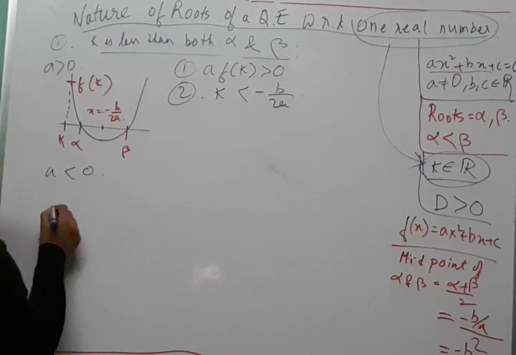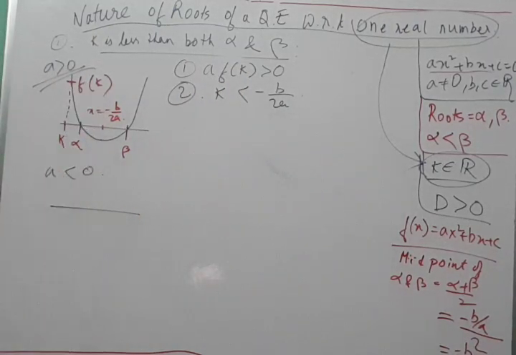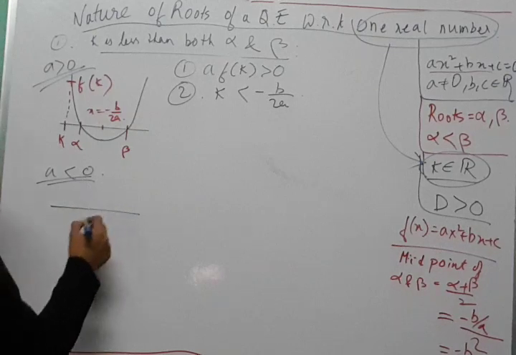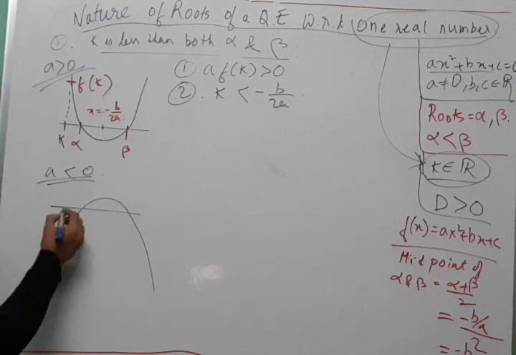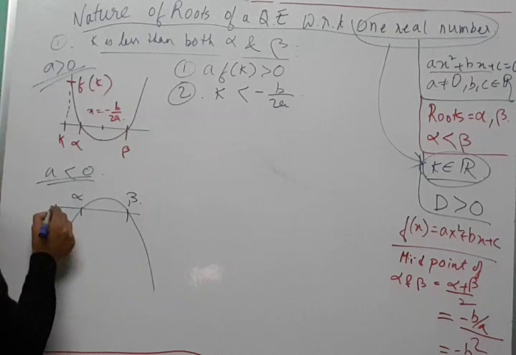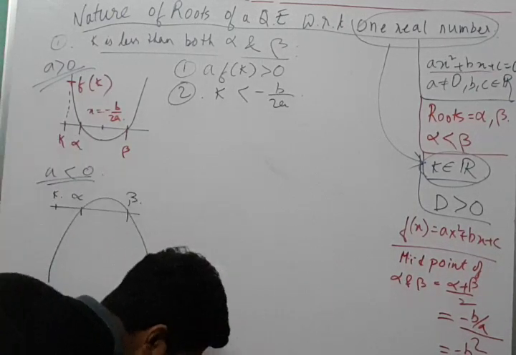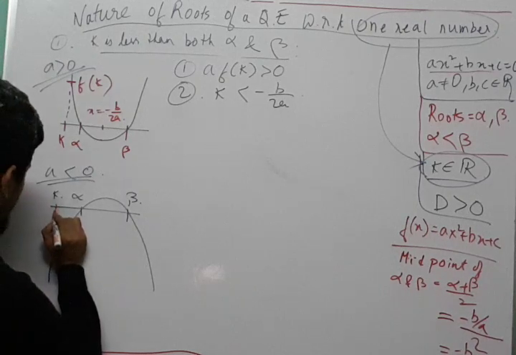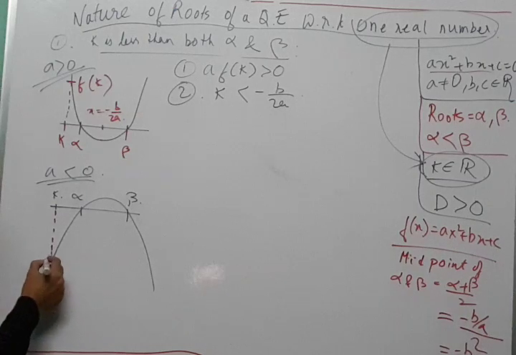If a is less than 0, and we are still considering that k is less than both alpha and beta. We did the graph for a greater than 0, now we'll do it for a less than 0. If a is less than 0, the curve will look somewhat like this. This is the point alpha and this is the point beta, and we take the k point over here. If we draw a vertical line from k downwards, this vertical line intersects ax square plus bx plus c at this point, which is nothing but f of k.